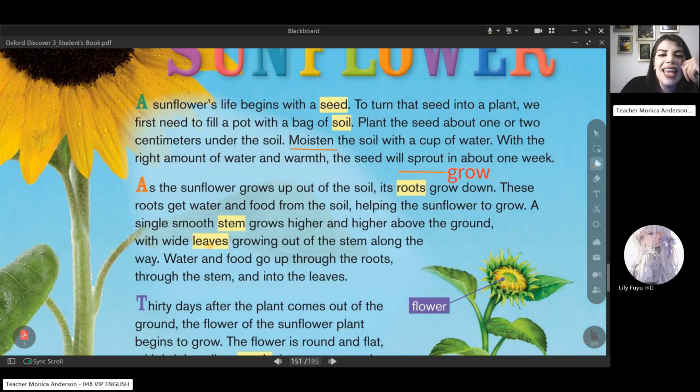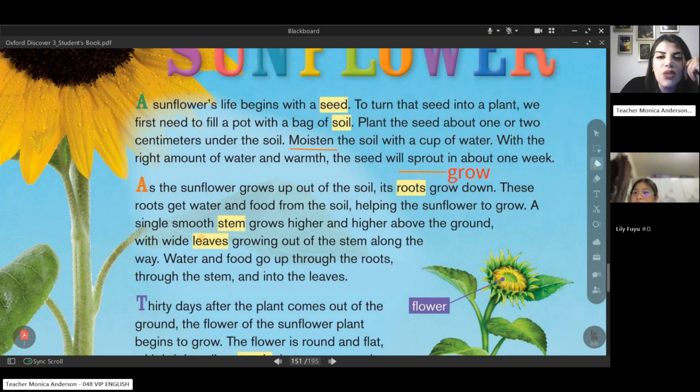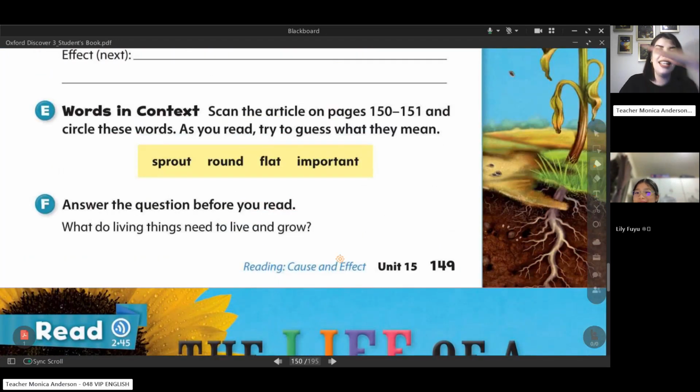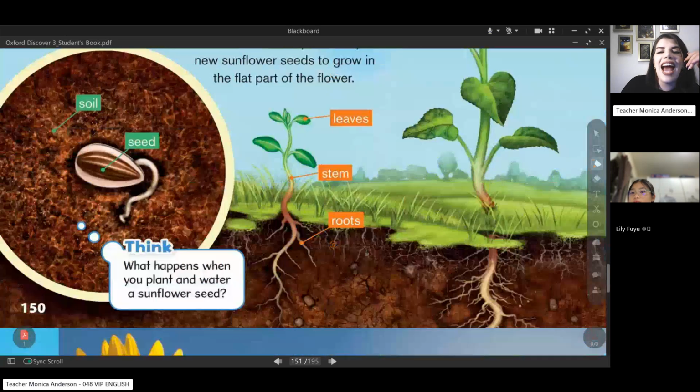Okay? And let's find round. Can you see the round, not around, it's like a circle, yeah. Of course. And very good. And how about flat? It's flat. Yeah? Flat. Yeah.